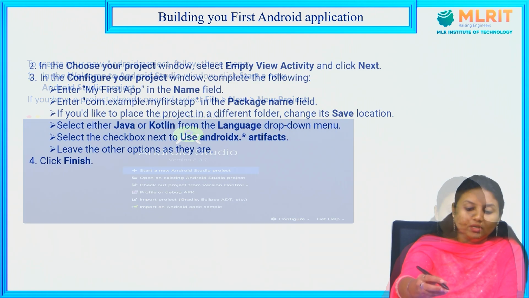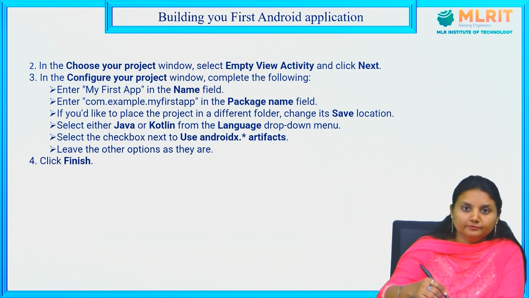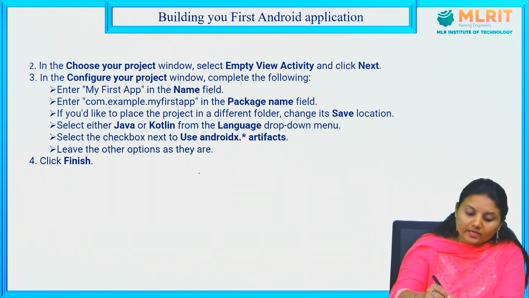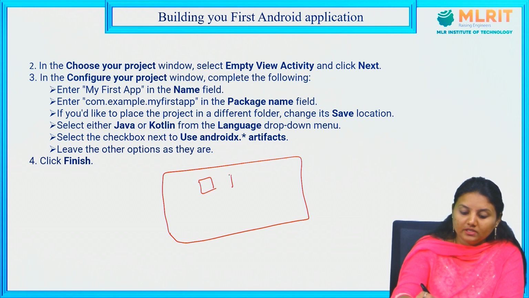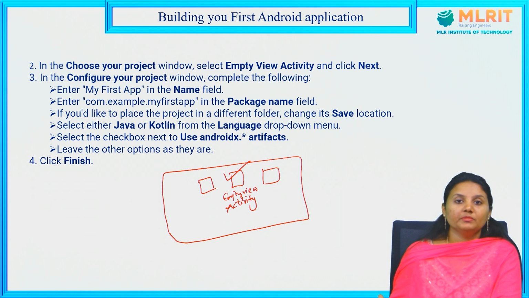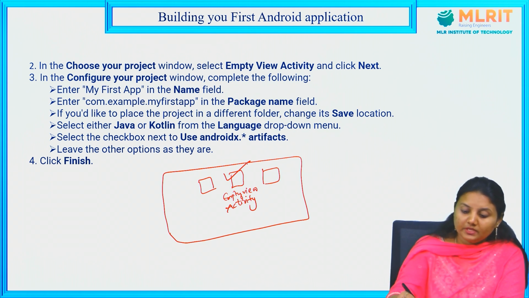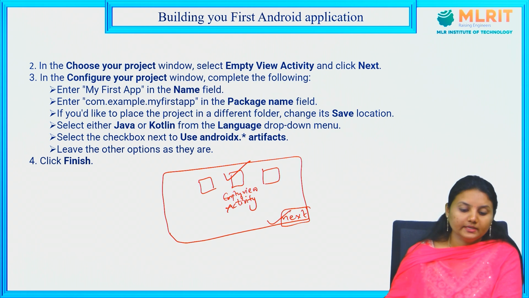You can also do that by going to File. Then you will get multiple windows. So you will have a window with different options like empty activity and empty view activity. So here you will have empty view activity. Okay, so you have to select that empty view activity. Once you have selected it, you will have a next button here. So you have to click on the next button.